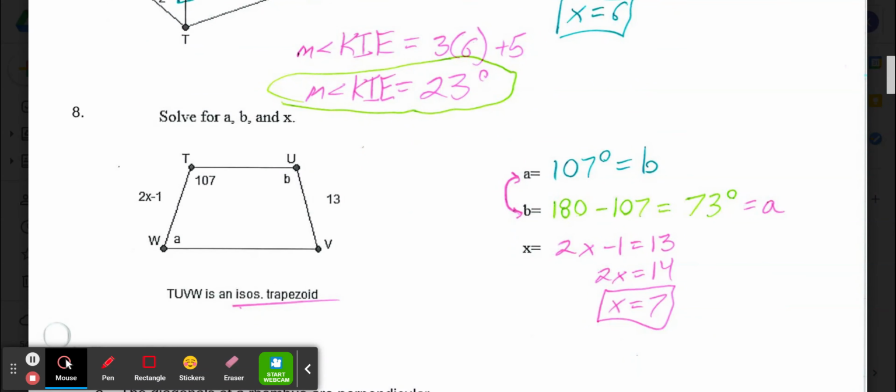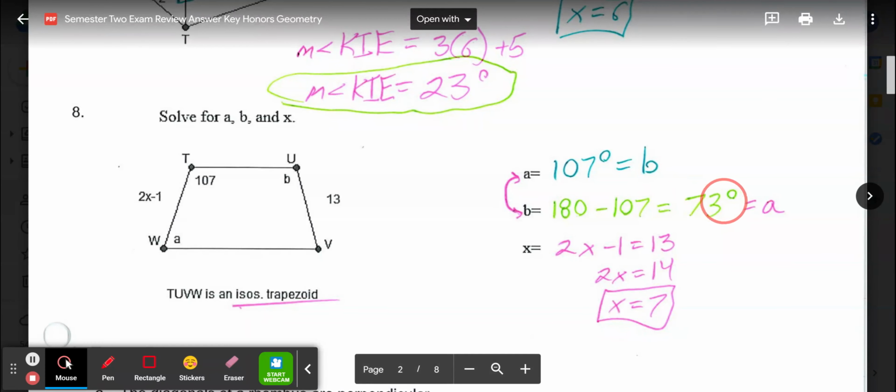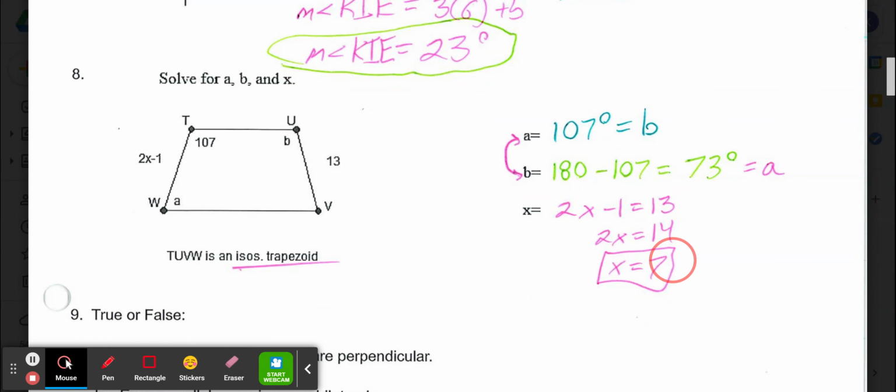In 8, solving for B and A, apologies, I had to flip-flop them, but angle B would be 107 degrees. Angle B is the same as angle T because it's an isosceles trapezoid. Base angles are congruent. And then angle A is supplementary to 107, so 180 minus 107 gives us angle A of 73 degrees. And then we know the opposite sides are equal, so 2x minus 1 equals 13. So x would equal 7.